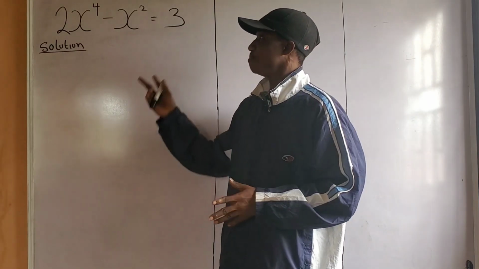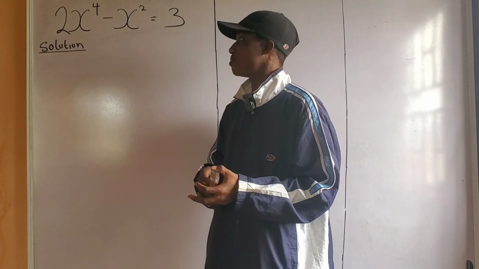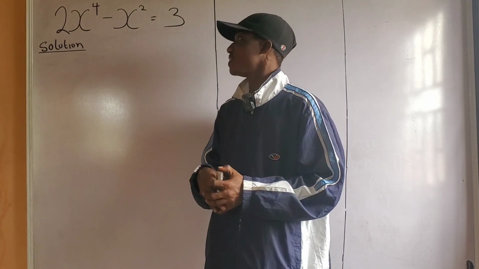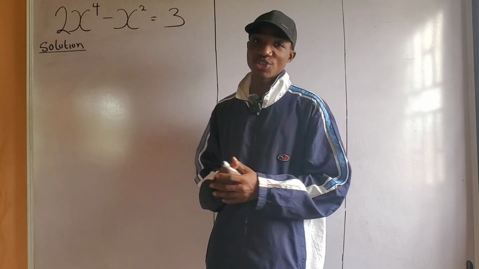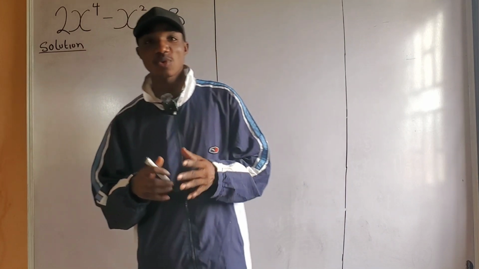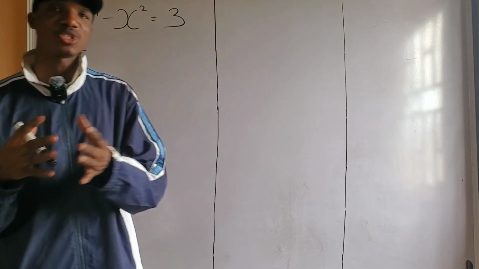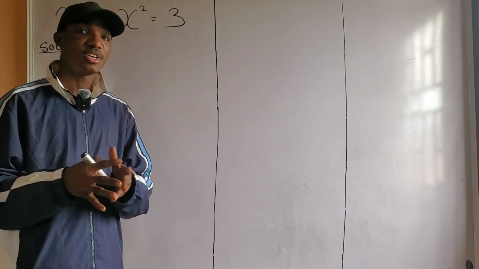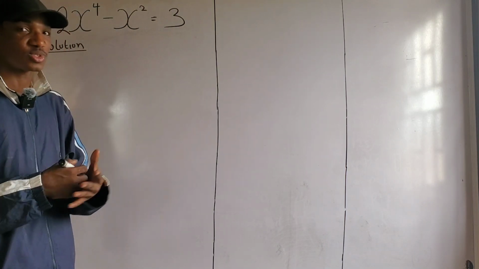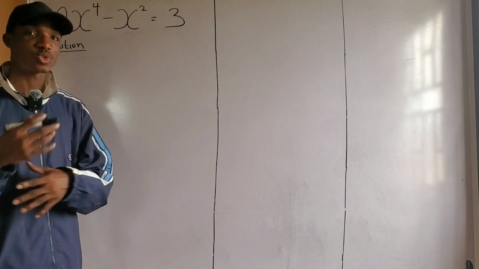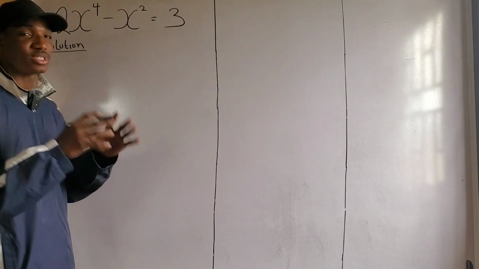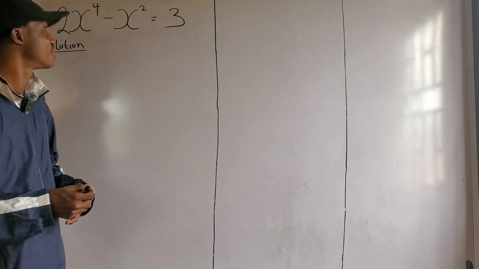Let's consider the beautiful equation that we have on the board. We are asked to solve for the value of x in this equation. I'm going to solve this question without any substitution of letters. In the previous class, I used the substitution method whereby I let x squared equal a letter. Now, here I'm going to use the direct method, so I want you to pay attention.